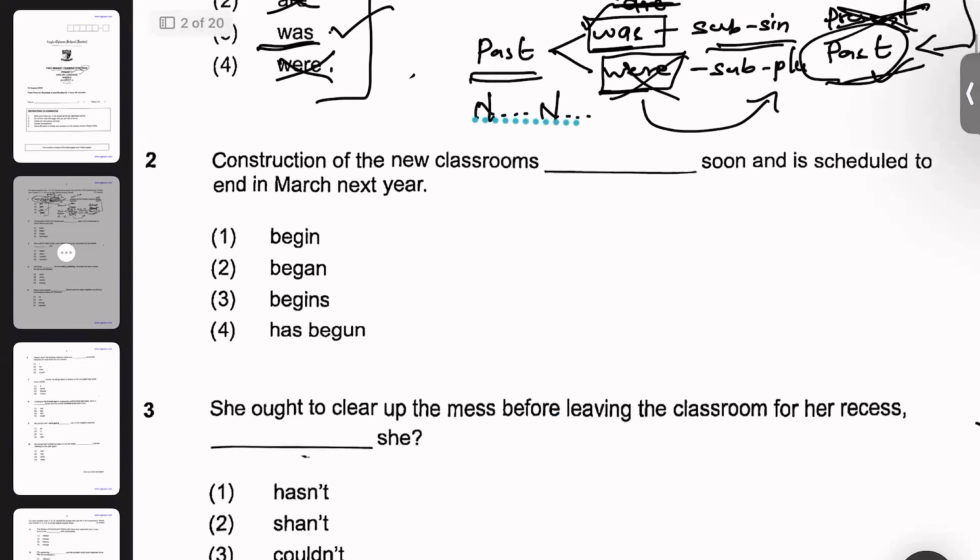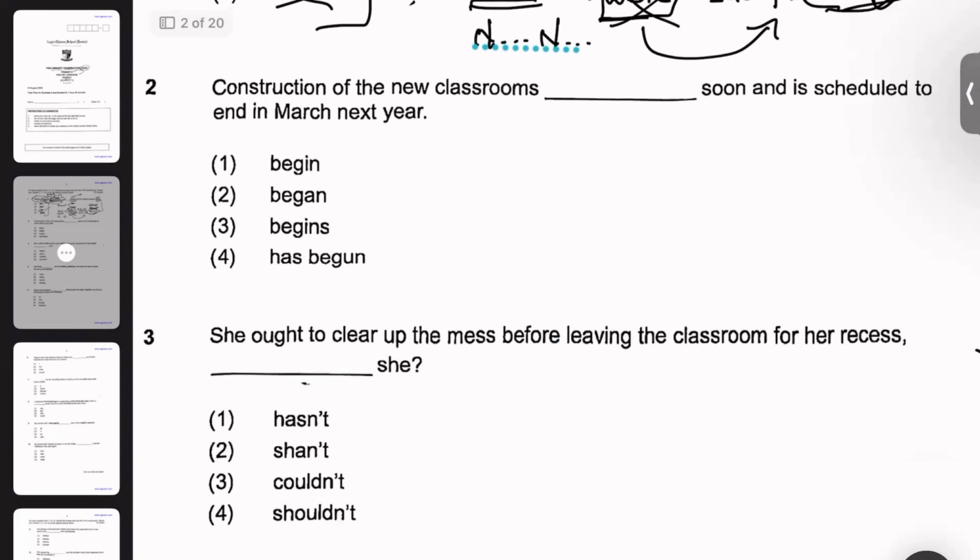Now let's get into the second question. Now this question again is based on subject verb agreement only. Now let's take a look into the question and understand the question. Construction of the new classrooms blank soon and is scheduled to end in March next year.